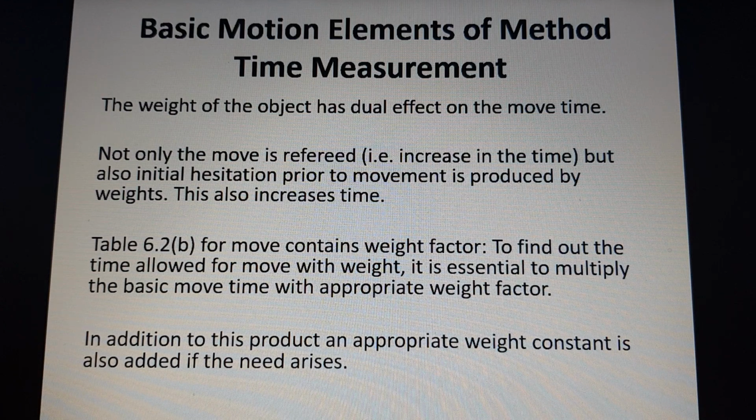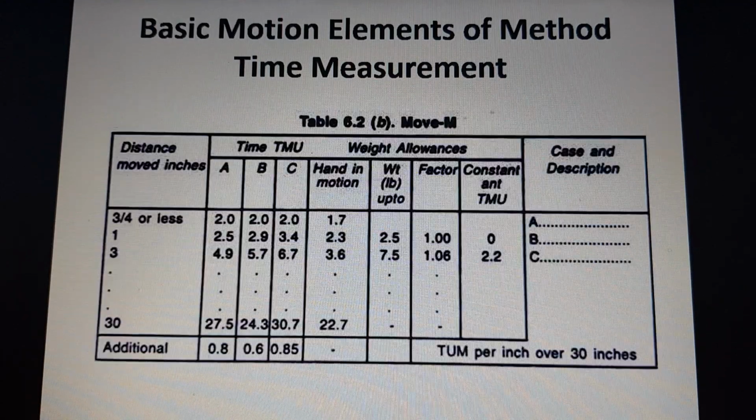Move contains a weight factor. To find out the time allowed for move with weight, it is essential to multiply the basic move time by the appropriate weight factor. That's what we're going to check on the table. In addition to this product, an appropriate weight constant is also added if the need arises.